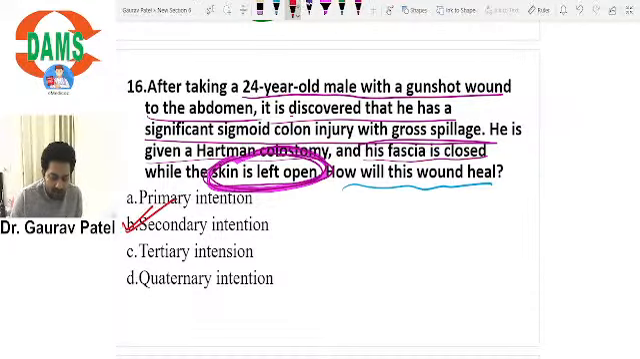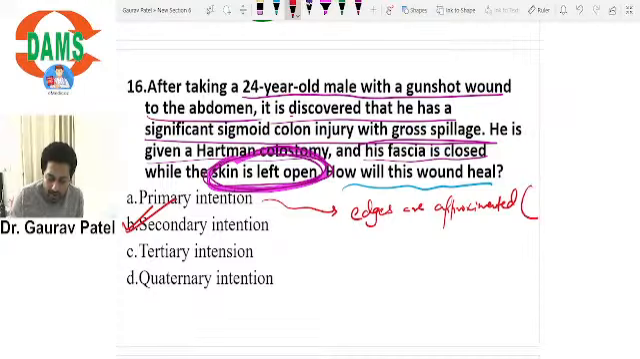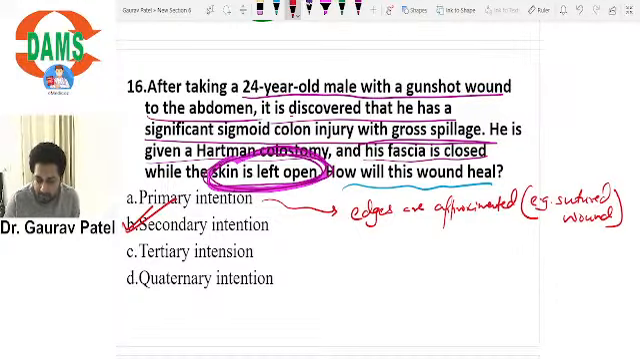That is the thing. Primary intention is when the edges are approximated, like a sutured wound. So the healing will occur fast and the scar will be thin and neat.